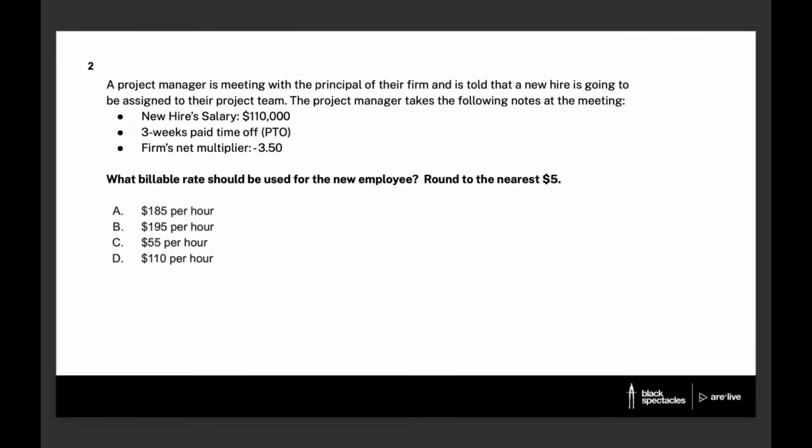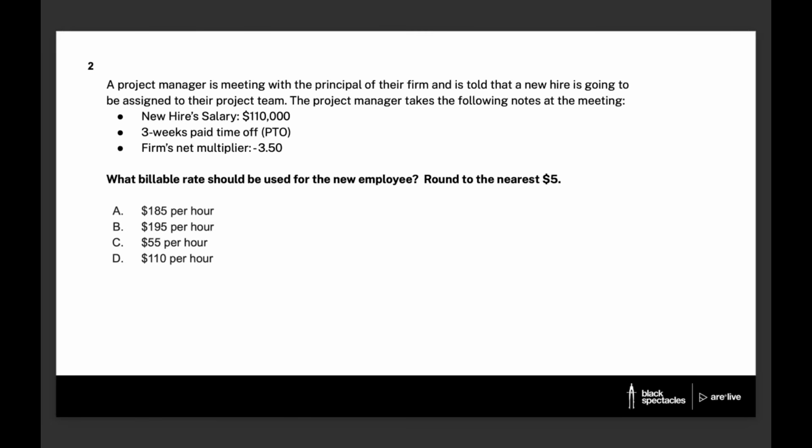All right, question 2. A project manager is meeting with the principal of their firm and is told that a new hire is going to be assigned to their project team. The project manager takes the following notes at the meeting. The new hire's salary is $110,000. They will be granted 3 weeks of paid time off or PTO. The firm's net multiplier is 3.5. What billable rate should be used for the new employee? Round to the nearest $5. A, $185 per hour. B, $195 per hour. C, $55 per hour. Or D, $110 per hour.